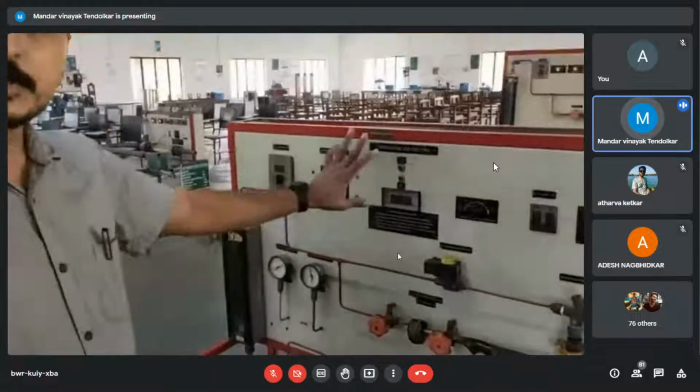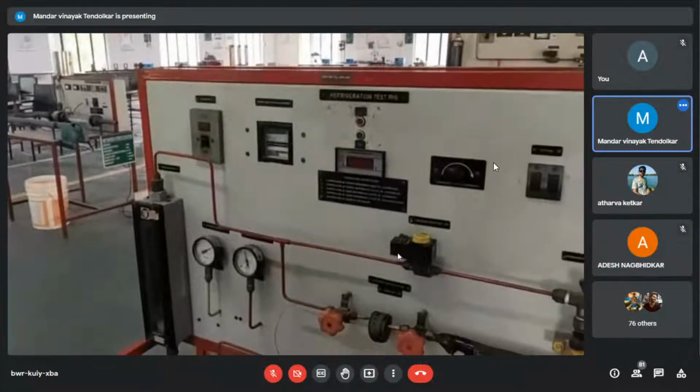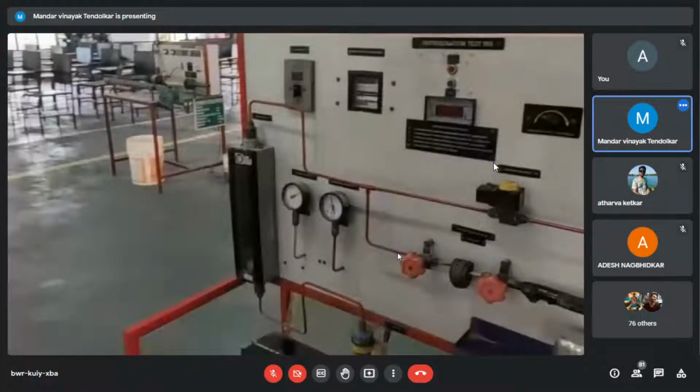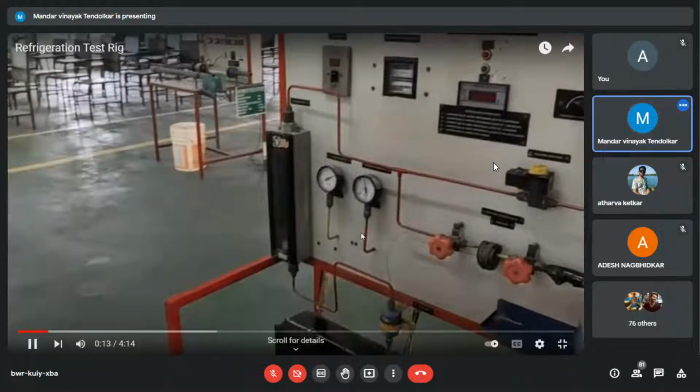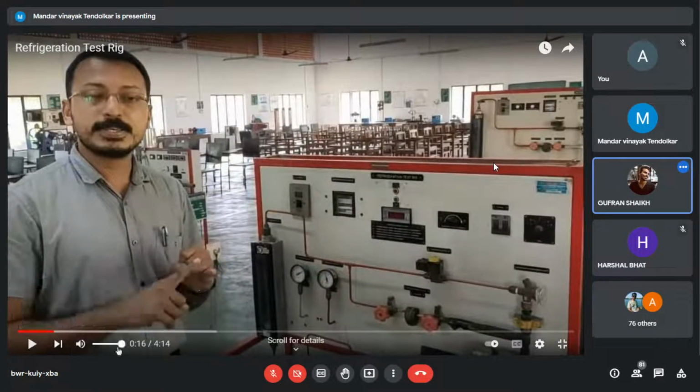Is the audio clear? Experimental setup for doing this refrigeration experiment. So let's familiarize the parts first. As you know, for a... So could you please increase the audio? Huh? So the volume is very low, sir. At my end it is full, you can see.